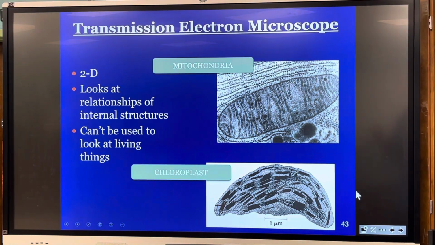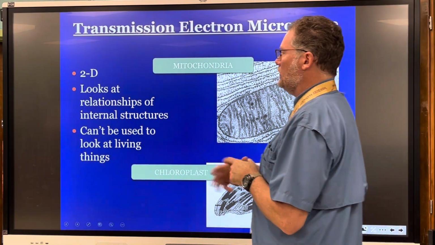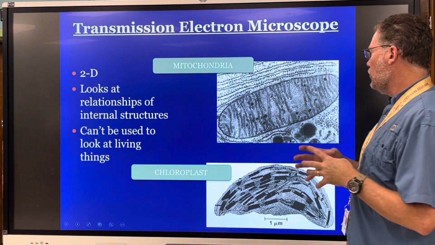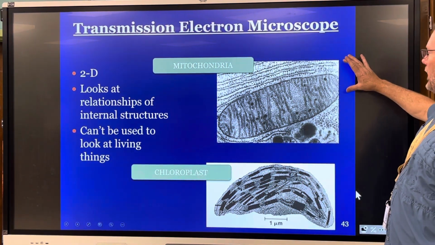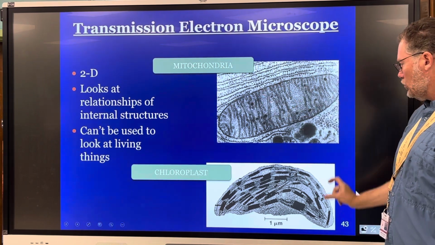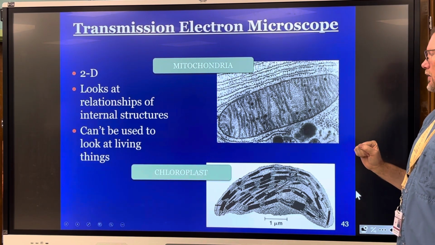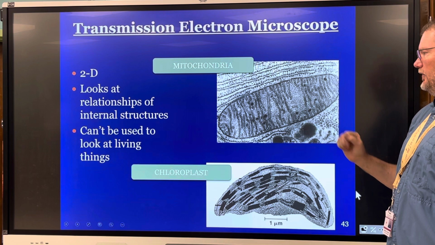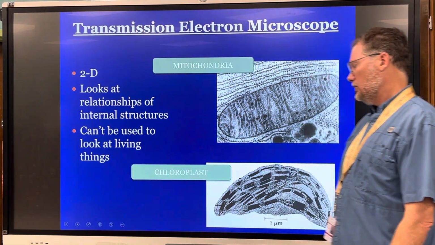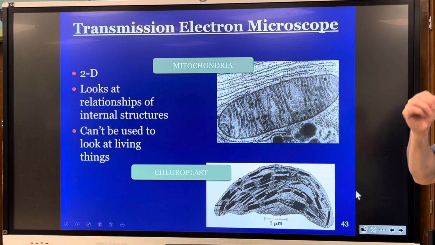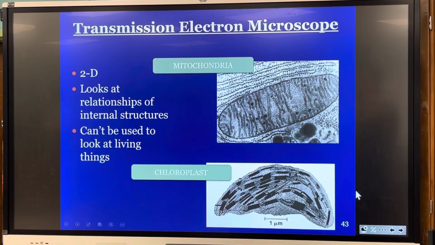And then finally, here's the transmission electron microscope. This is slide 43. And this looks at relationships of internal structures. So if you wanted to see the internal structure of, say, a mitochondria, and then compare that to a chloroplast, you can use a transmission electron microscope. And again, can't be used to look at living things. So this is the internal structures of cells and organelles.